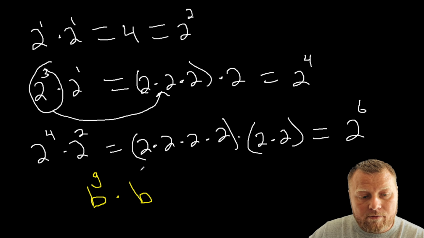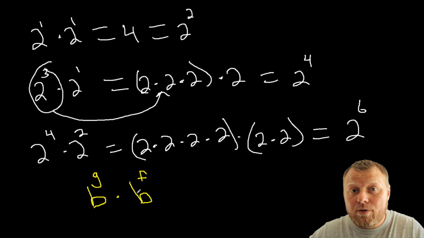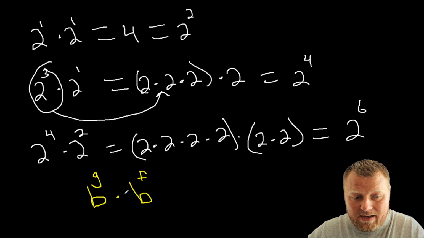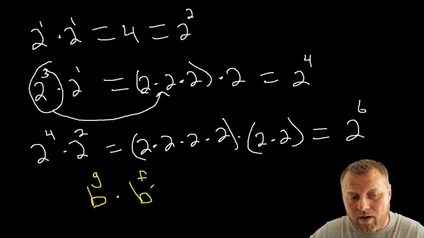So b raised to some other letter, f. We don't know what g or f is. We don't even know what b is. But we know that the b's are the same. It's two of the same things multiplied. It's not b times c to the f. It's b to the g times b to the f. So the bases have to be the same for this pattern to work.